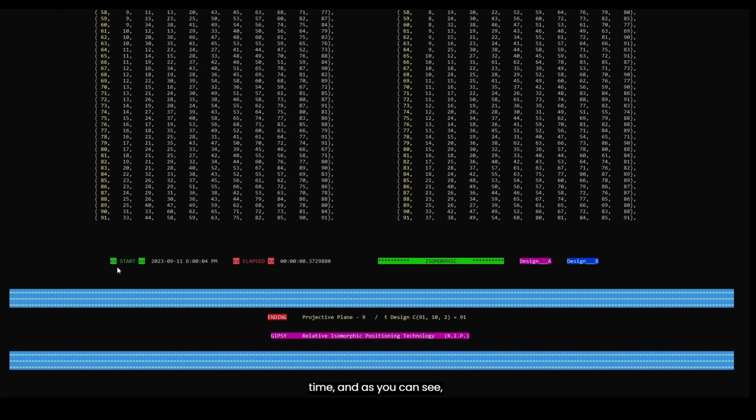Here's the starting time, and as you can see after we press enter, the starting time is right here, and here is the elapsed time. It took approximately 35 hundredths of a second, or 37 hundredths of a second, and as you can see, we determined the two graphs are isomorphic. In the case where the two graphs are non-isomorphic, the elapsed time is roughly 75 hundredths of a second.